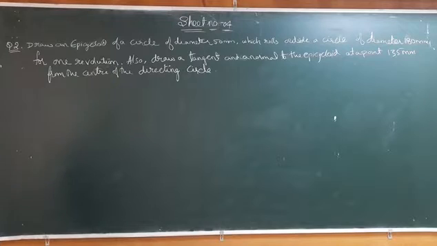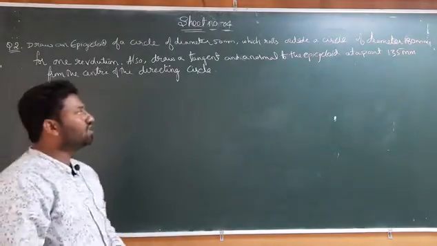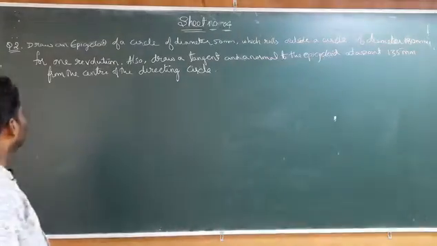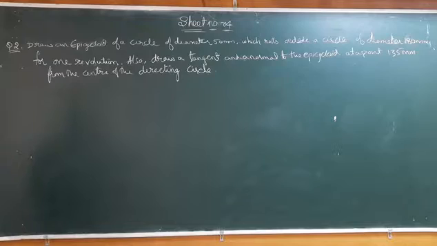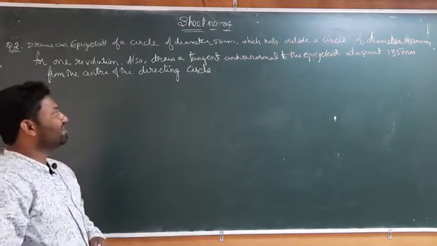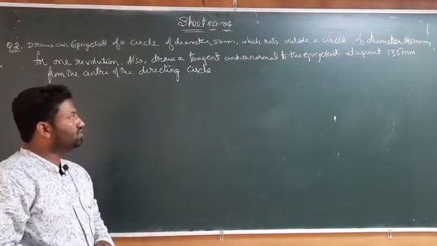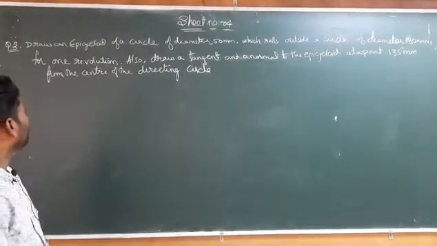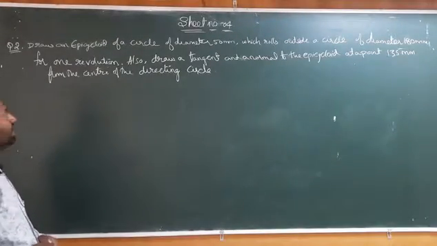So the problem is we have to draw an epicycloid of a circle of diameter 50 mm which rolls outside a circle of diameter 180 mm for one revolution. Also draw a tangent and a normal to the epicycloid at a point 135 mm from the center of the directing circle.